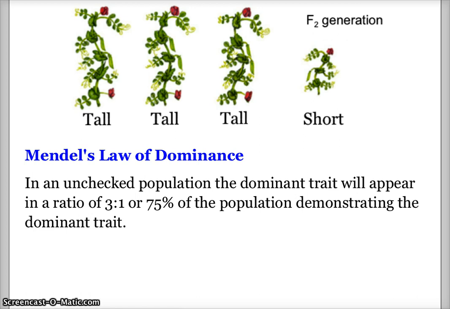So there are rumors out there that Mendel may have fudged on some of his statistics, on some of his data. But over time, we now know that this is pretty much true, that in an unchecked population, a population that has not controlled one way or another, we will see the dominant trait at a rate of about 75%, or 3 to 1.